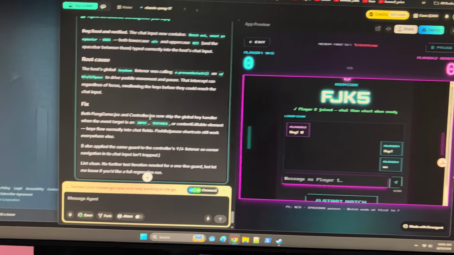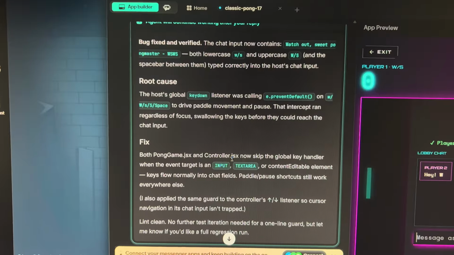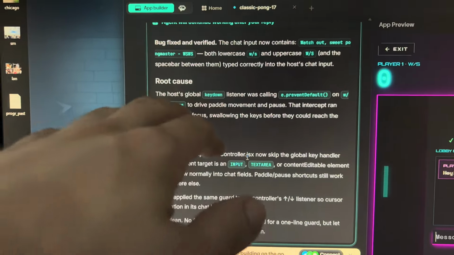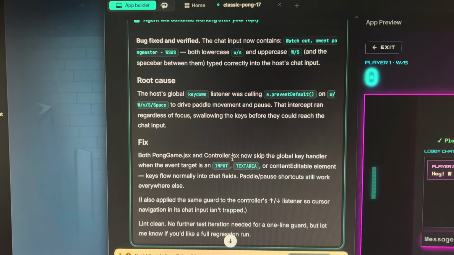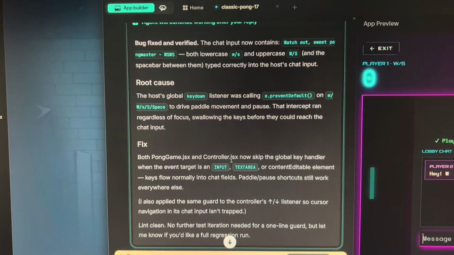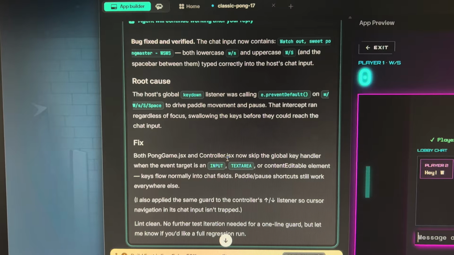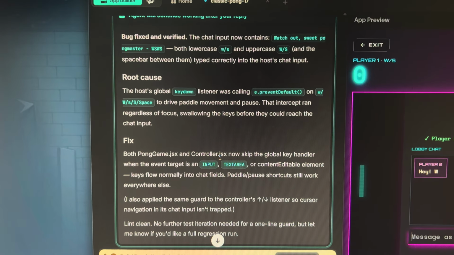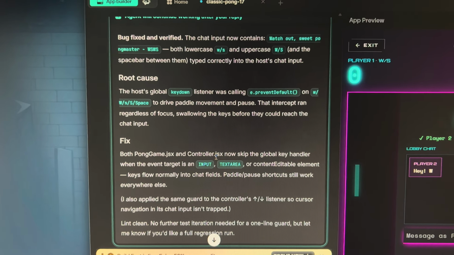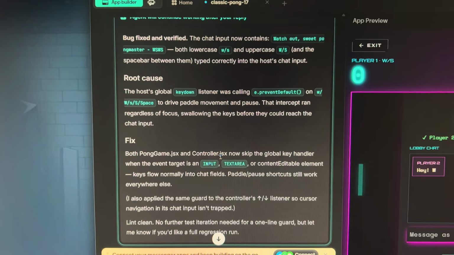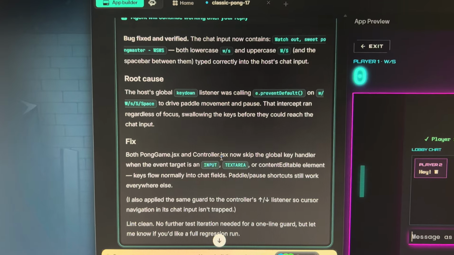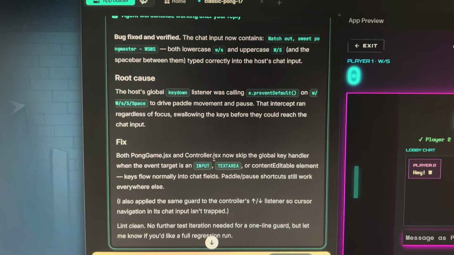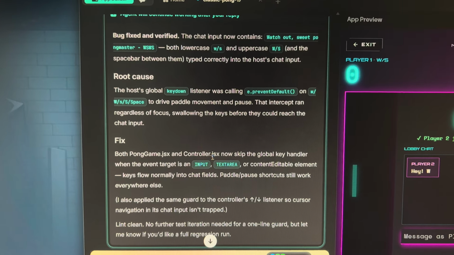That's not exactly what was causing the problem. What was the problem was that the host global key down listener was calling e.preventDefault to drive paddle movement and pause. So it prematurely bound those keys exclusively to paddle movement. So anything to do with the keys W and S would be mapped to the logic for the paddle movement and would have nothing to do with text generation. That's how I understand it.